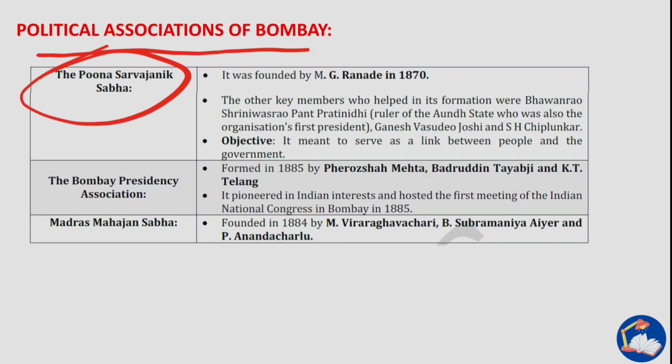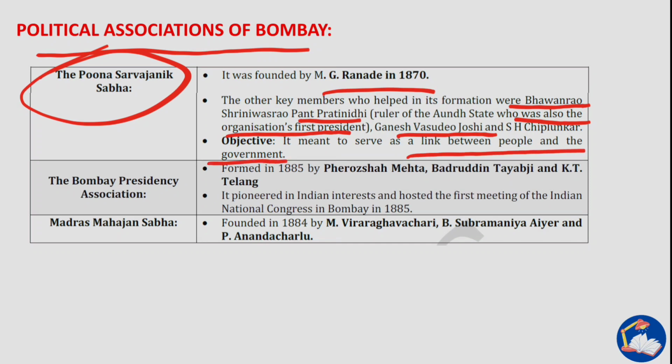So Pune Sarvajanik Sabha was started by M.G. Ranade in 1870. The other key members who helped in its formation were Bhavan Rao, Srinivas Rao, Pandit Pratinidhi, ruler of the Awadh state, who was also the organization's first president, Ganesh Vasudev Joshi, S.H. Chipinkar. The objective was to serve as a link between people and the government.